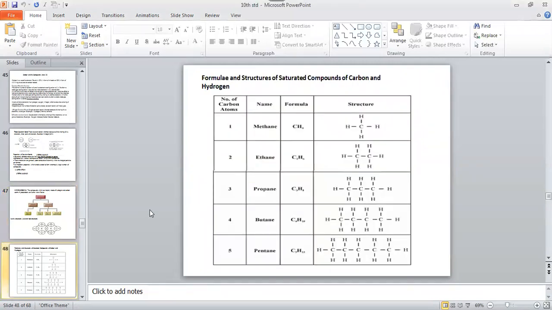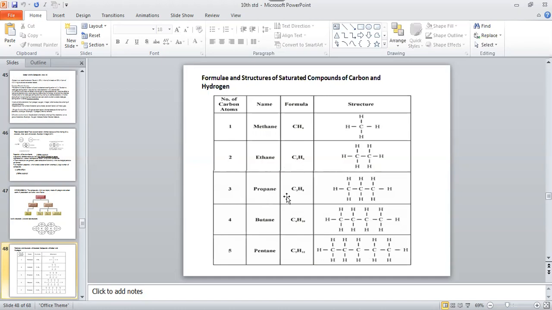The next topic is the formulae and structures of saturated compounds of carbon and hydrogen. The number of carbon atoms is 1. The name of the hydrocarbon is methane, having formula CH4. The structure is, at the center there is one carbon bonded with four hydrogens around this carbon. So this is the structure of methane. Then the second is a two-carbon molecule. It is ethane, having molecular formula C2H6. These are the two singly bonded carbons surrounded by six hydrogens with single covalent bonds.